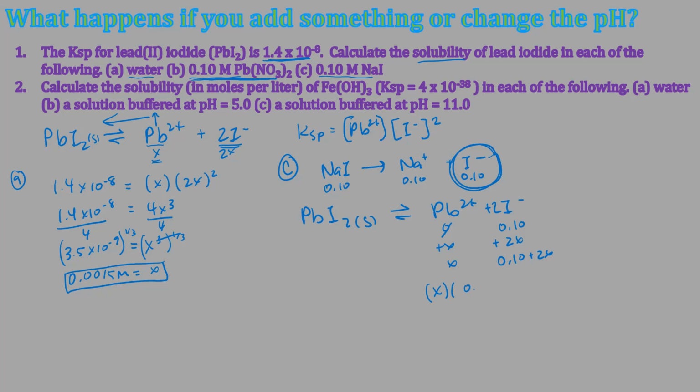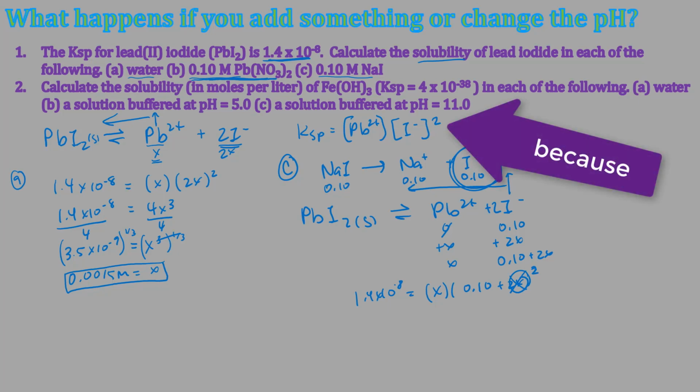So I have x times 0.10 plus 2x, and that would be equal to 1.4 times 10 to the negative 8th. So again, because we're adding something to this side, it should shift to the left and reduce the solubility. So this can cancel out. Oh, and this is squared. Don't forget to square it.